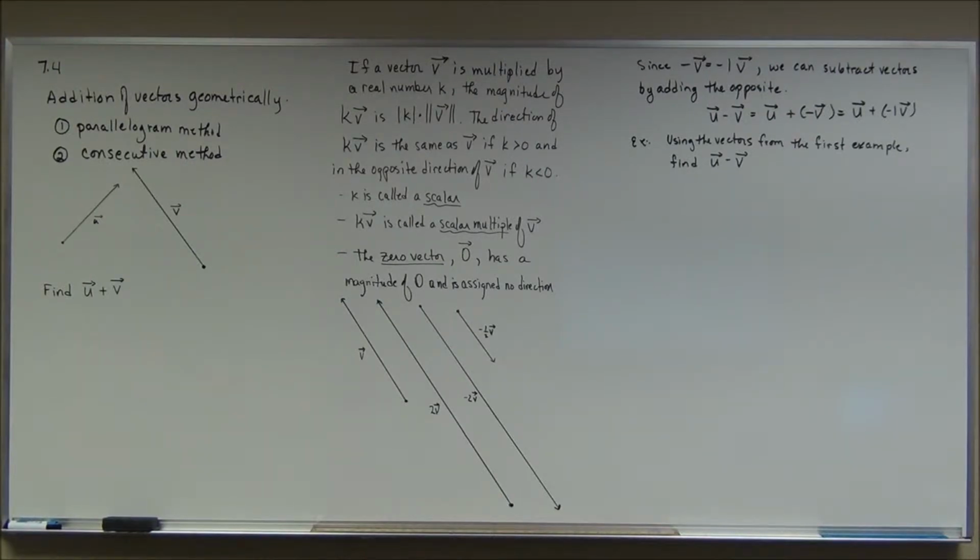Now, to add vectors geometrically, we have two different methods. What we're going to see in the next video is how we can do this a little more algebraically. But as far as geometrically, we're going to use one of two methods. One method is called the parallelogram method because we construct a parallelogram, and the other one is the consecutive method because we typically draw our vectors tip to tail. Now, remember, vectors are equal if they have the same magnitude and the same direction. That was one of the things we talked about in the last video.